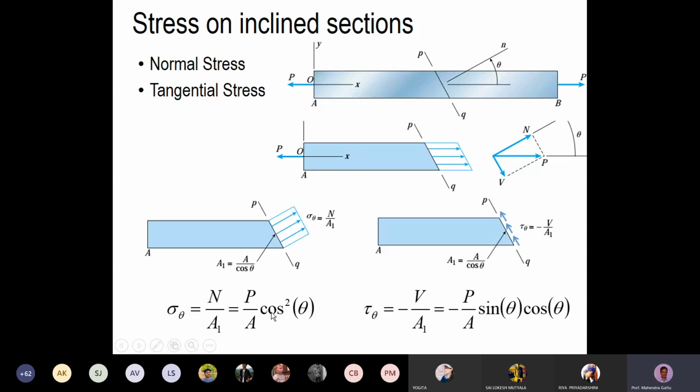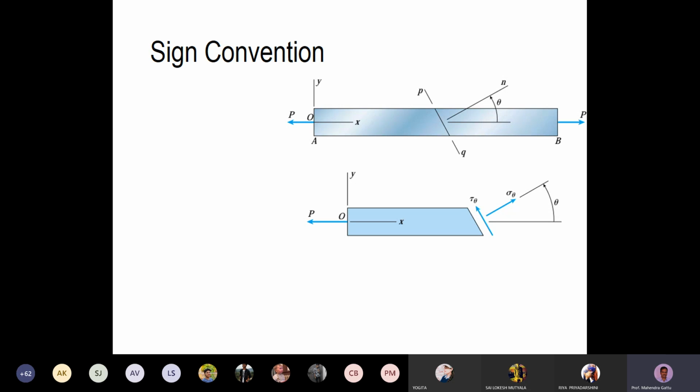So now what we'll do is work with these terms, the normal stress and the tangential stress, and see how they vary with variation in theta. So let's look at the sign convention. I have discussed sign convention earlier. For the normal stress, whenever it produces a tensile force, it is taken as positive. Tensile force is produced when it is acting away from the bar. So here we have the cross section, and sigma theta is acting away from the member. So this will produce a tensile force, and this orientation is taken as positive.